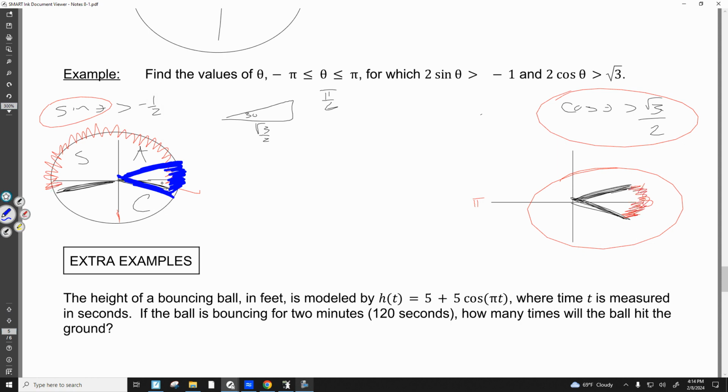Now, we're asked for the theta values between negative pi and pi. The reason they ask us is it provides one continuous region. If we talk about going from 0 to 2 pi, we would have to go from 0 to pi over 6, and then from 11 pi over 6 to 2 pi. And it's annoying to have to write two different intervals out.